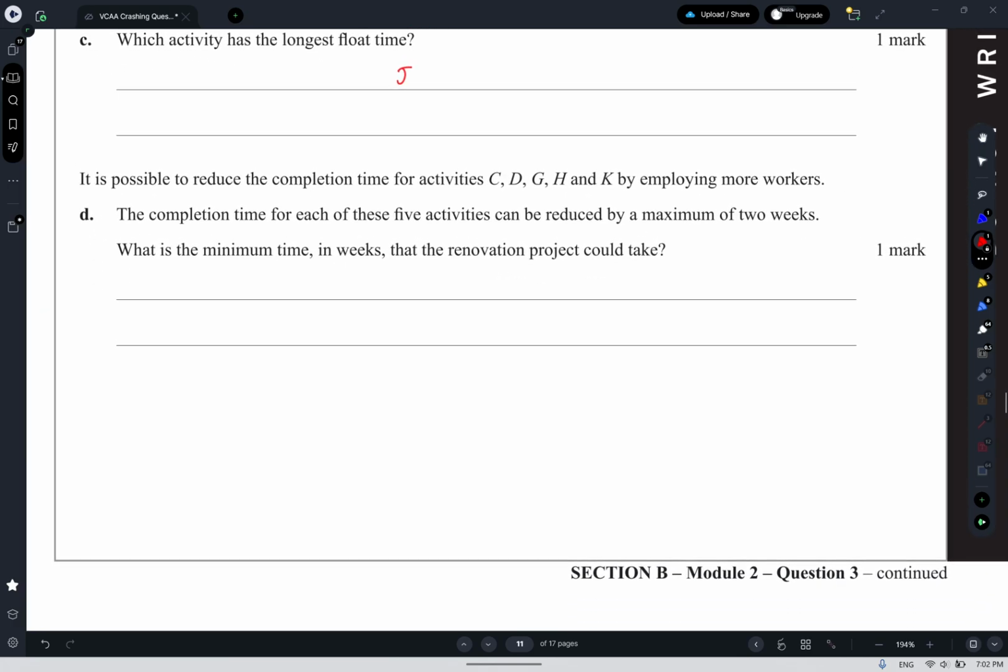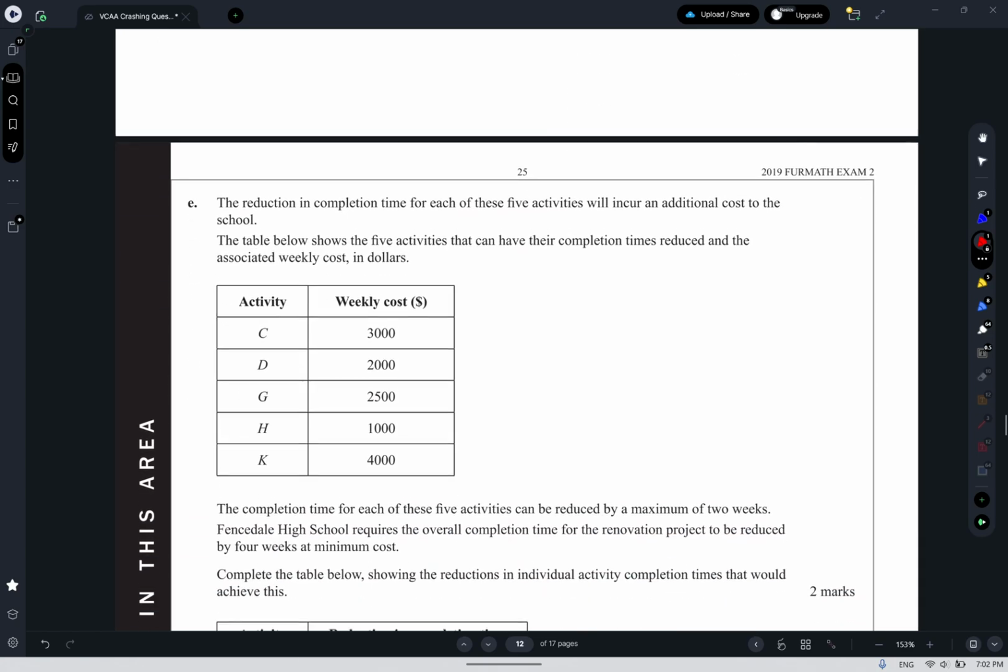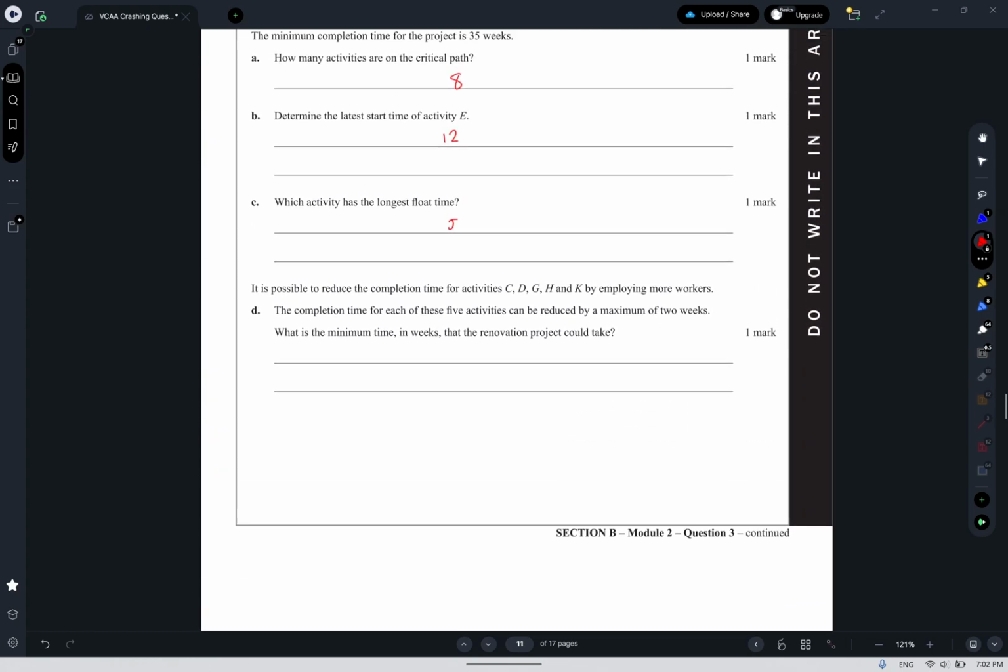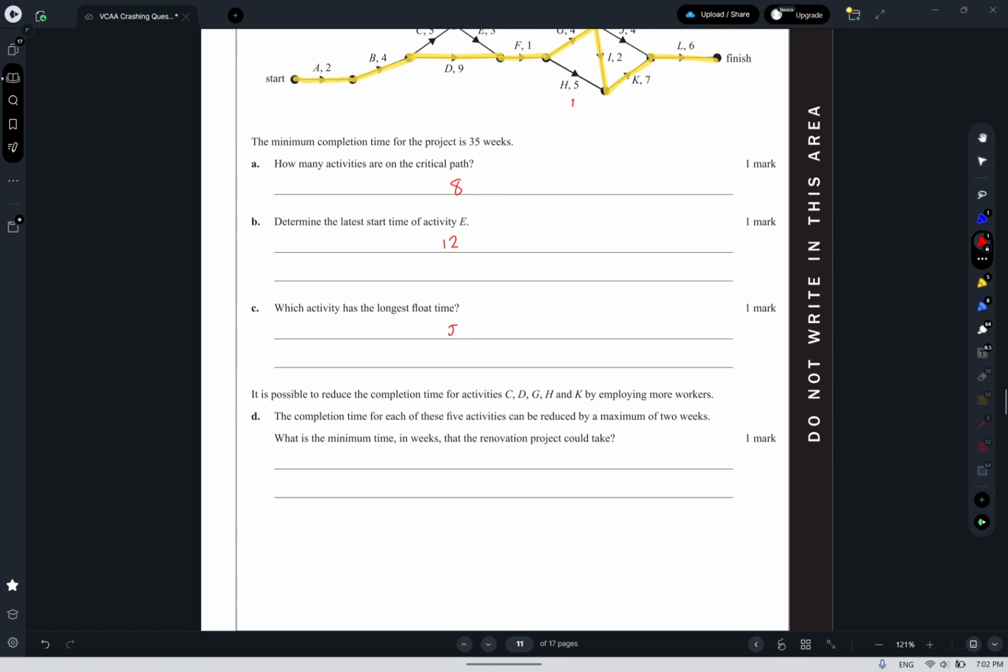It's possible to reduce the completion times for C, D, G, H, and K by employing more workers. We can reduce each activity by a maximum of 2 weeks. What is the minimum time in weeks the project will take? Looking ahead, and you should do this in reading time, you should know what's coming. The next question is about optimization, so we're going to keep an eye out for how this might be optimized for the next part.